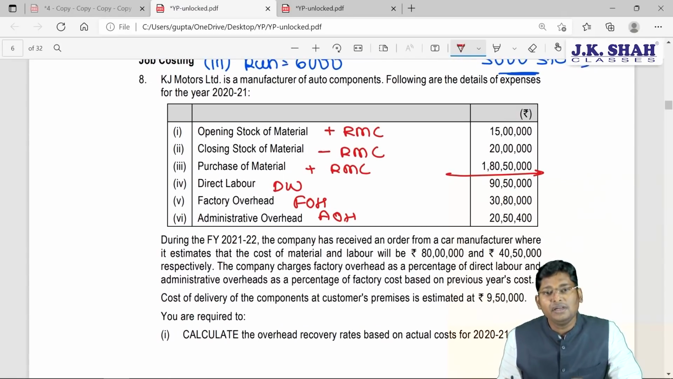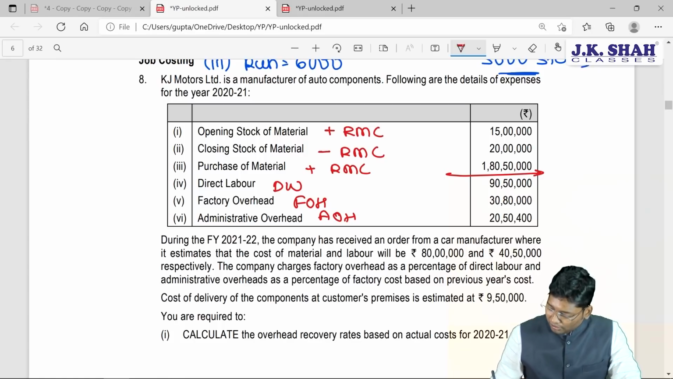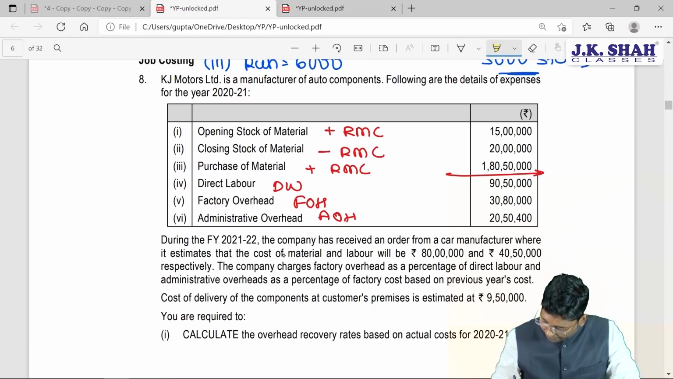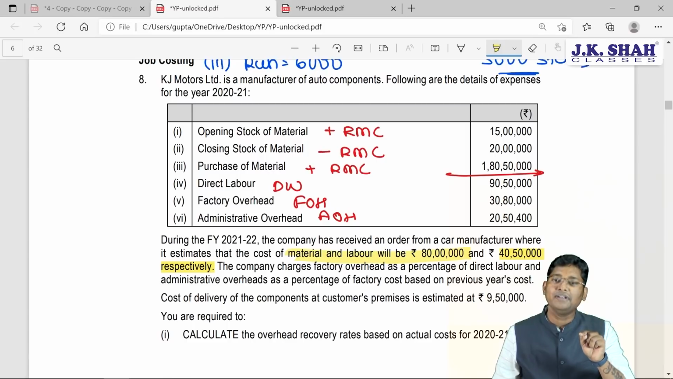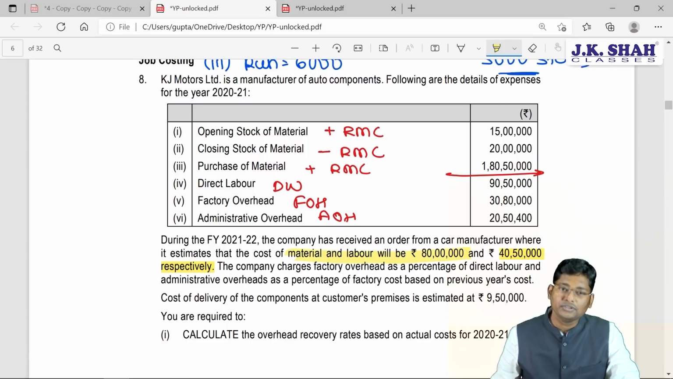During the financial year 2021 and 22, they are talking about the estimations. The company has received an order from a car manufacturer where it is estimated that cost of material and labor will be 80 lakhs rupees and 40 lakhs 50,000 respectively. So the given cost of material consumption and the cost of labor is related to a particular car manufacturing job.